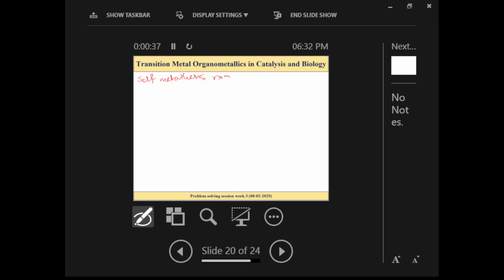Self metathesis reaction is where, if you have a compound like R1 with a double bond, it can react with another molecule of the same R1 to give the metathesis product, that is R1 double bonded to R1. So this is point number 1.